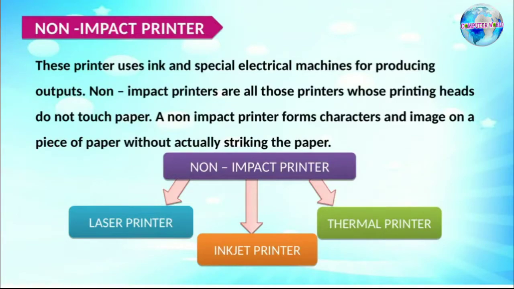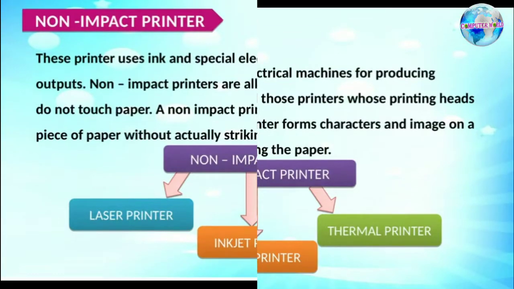Non-impact printer. This printer uses ink and special electrical machines for producing outputs. Non-impact printers are all those printers whose printing heads do not touch the paper. A non-impact printer forms characters and images on a piece of paper without actually striking the paper. Non-impact printers are classified into three types.